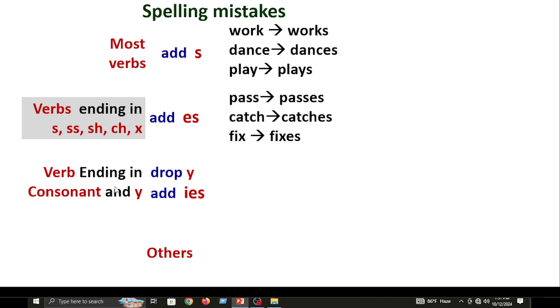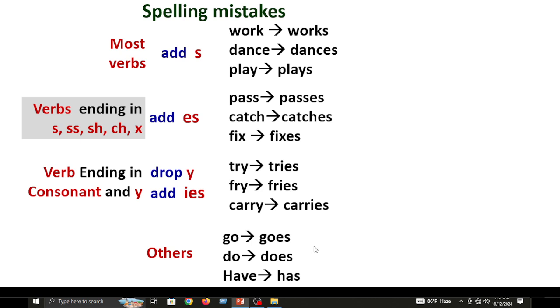But for a verb ending in consonant and y, if it ends with consonant and y, drop the y, that means omit the y, and add ies. How is it? Try, tries. Okay, consonant and y, so ies. Fry, fries. Carry, carries. Very simple. Others, look: go will be goes, do, does and have, has.